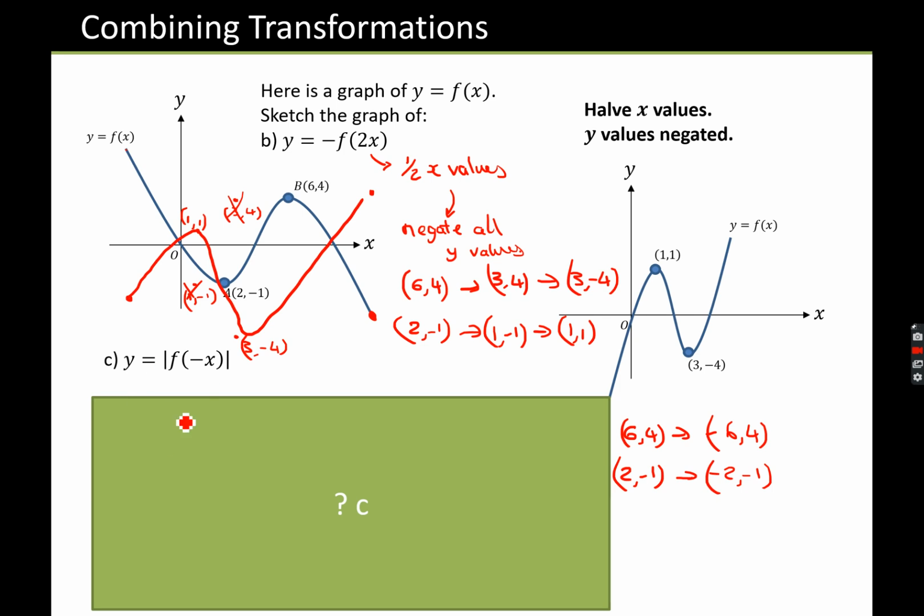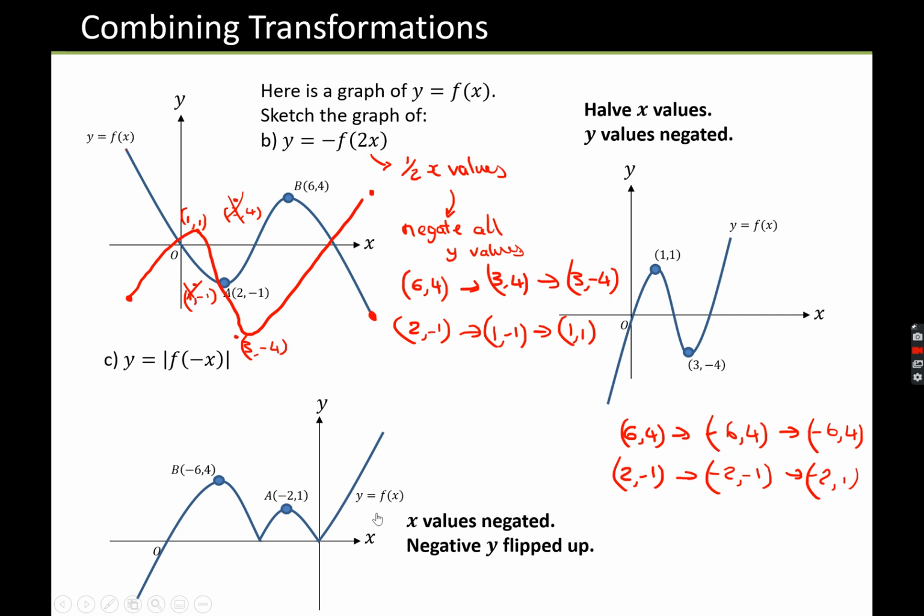Then when I do the modulus of my function, any negative y values, as we saw earlier on in the lesson, are going to become positive. So this is still going to stay as minus 6, 4, but this point here is going to become minus 2, 1 instead.